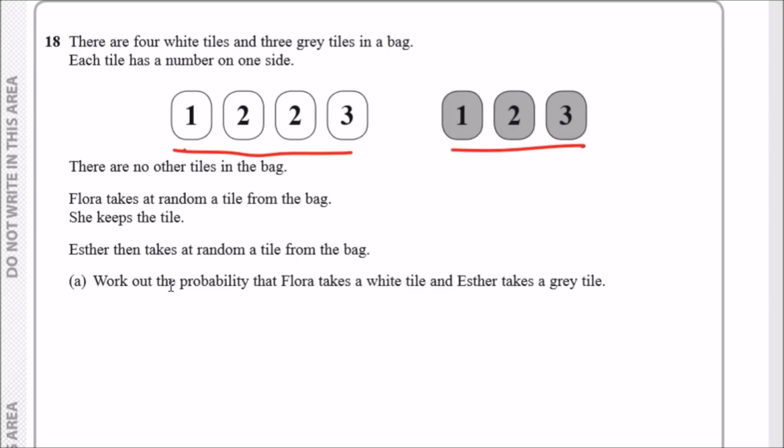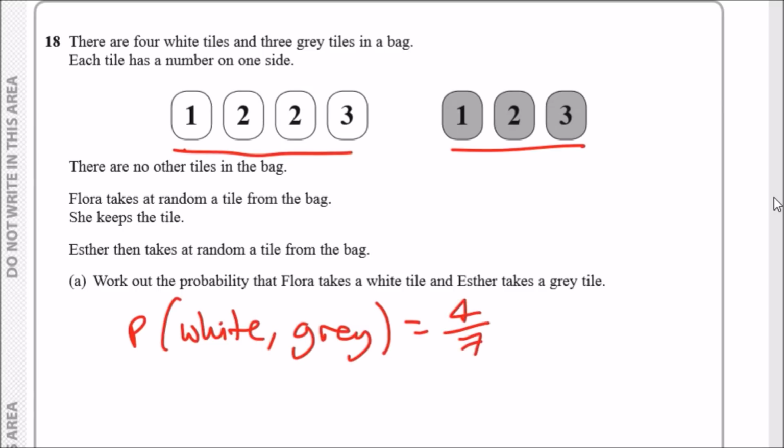So it looks like a two case probability. Work out the probability that Flora takes a white tile and Esther takes a grey tile. Remember, when Flora takes it, she keeps it. So firstly, we write this out. Probability, white goes first, then grey goes second, in this order. So the probability Flora takes a white tile would be 4 white tiles out of 7, so 4 over 7. Now she kept it, meaning now, let's say she took this one, now there's 3 left. And the probability Esther takes a grey tile would be 3 out of how many is left? Well, 6. And we're done.